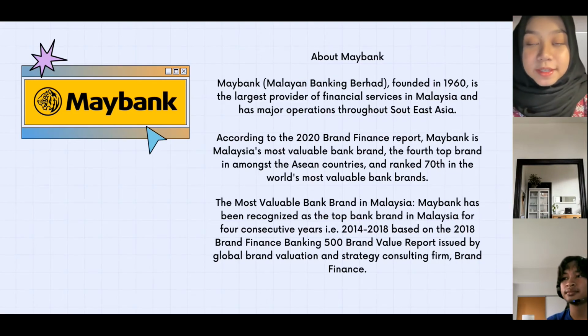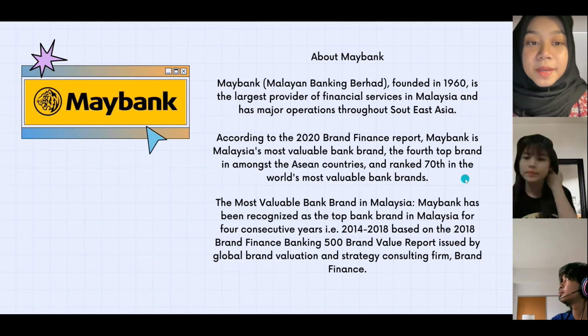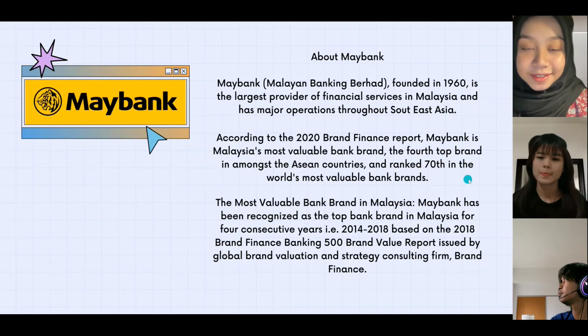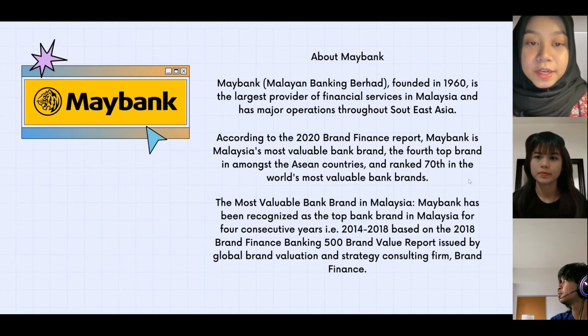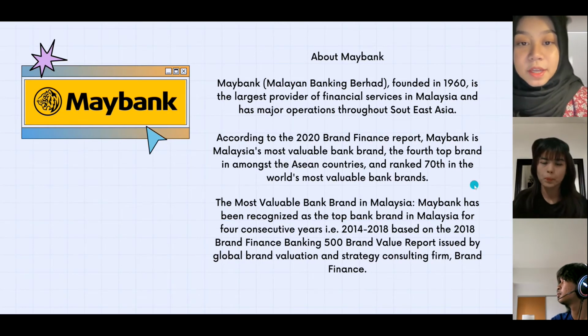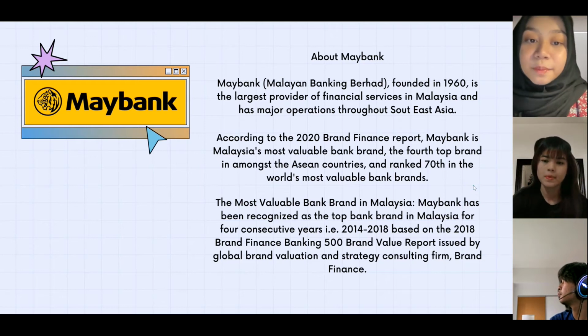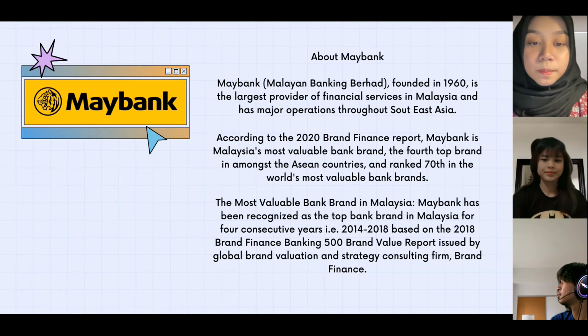Okay, so this is the company that we choose. It is Maybank. So this is the bits and bits about Maybank. Maybank stands for Malayan Banking Berhad. Founded in 1960, is the largest provider of financial services in Malaysia and has major operations throughout Southeast Asia. According to the 2020 Brand Finance Report, Maybank is Malaysia's most valuable bank brand, the fourth top brand amongst the Asian countries, and ranked 70th in the world's most valuable bank brands.